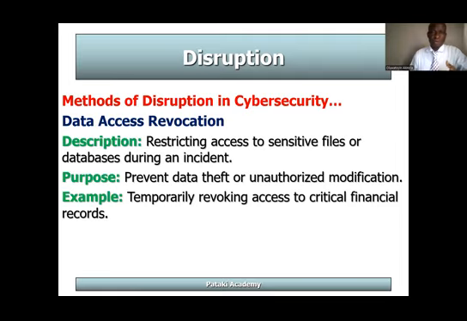Another method of disruption is data access revocation. The description of this is restricting access to sensitive files or databases during an incident. The purpose is to prevent data theft or unauthorized modification. Example: temporarily revoking access to a critical record.